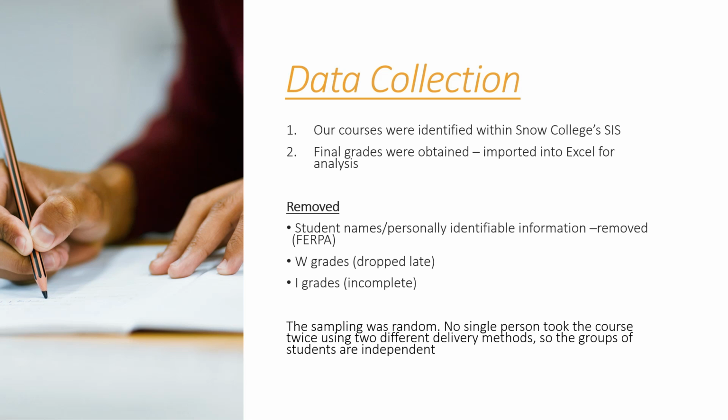Students who had earned W grades or who had dropped late in the semester, those students were removed from the analysis, as well as students who had received I or incomplete grades. So this sampling was random. No single person took the course twice using the 2 different delivery methods, so the groups of students are independent.